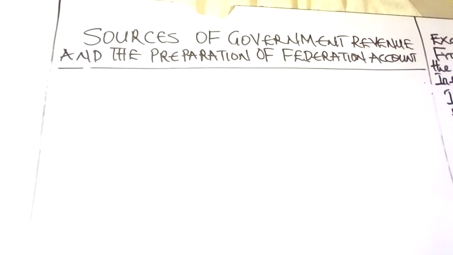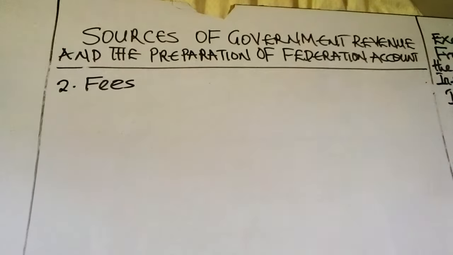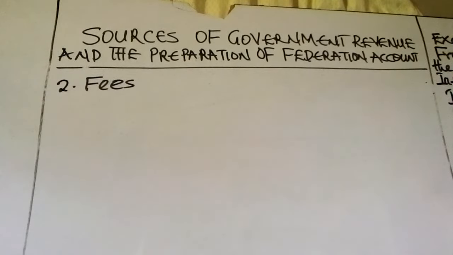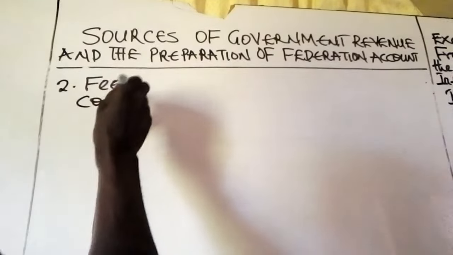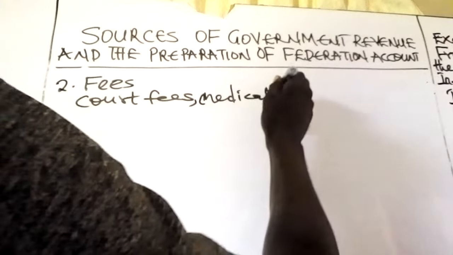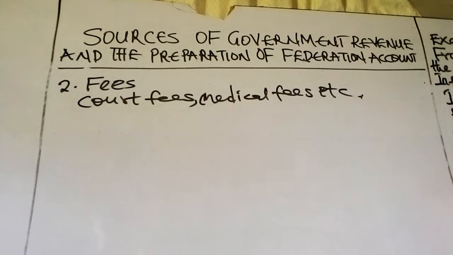Having examined taxation as a source of revenue to government, I want to look at the number two source of revenue, which is fees. So what do you mean by fees? Fees are payments made by those who use the public services. Examples of fees are court fees, and medical fees, etc. Fees are one source of revenue to government.